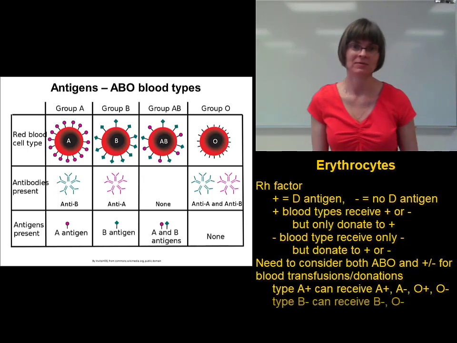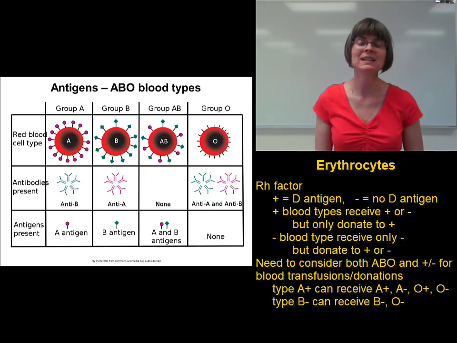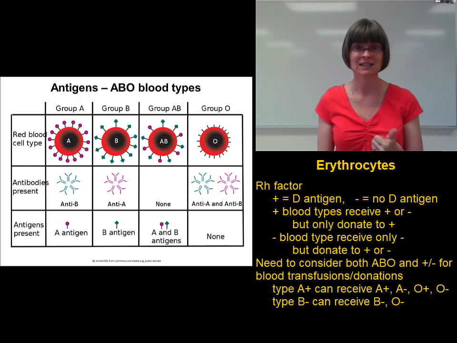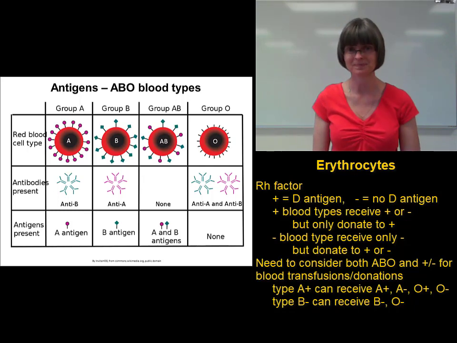Let's try another one. Let's look at someone who has type B negative blood. If they have B negative blood, what antigens are on the surface of their red blood cells? They've got B. Any D? No, because they're negative, so they don't have the D antigen. So they have B antigen.